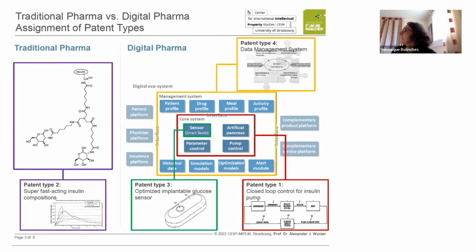And let's finish with patent type number 4, which is related to the whole data management system. So here it's linked to the whole management system, including the patient profile, the drug profile, the meal profile, and so on. So now we can move to the next question.